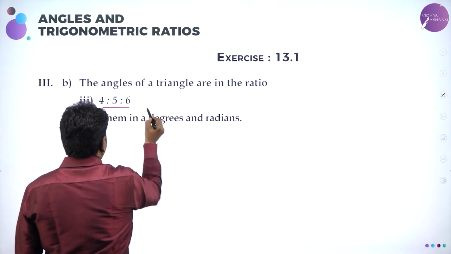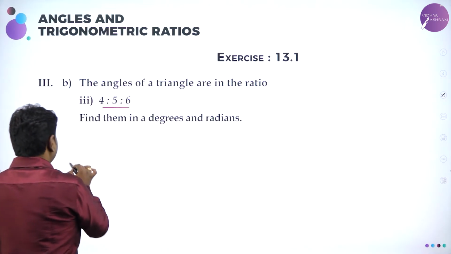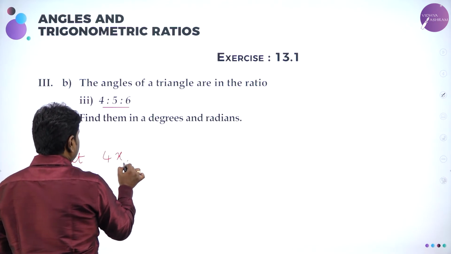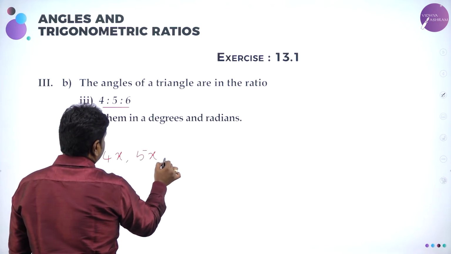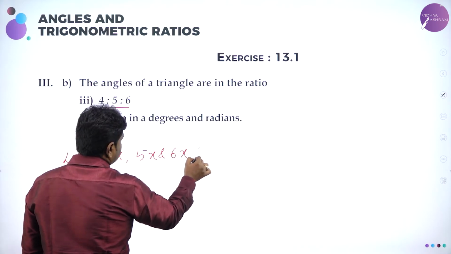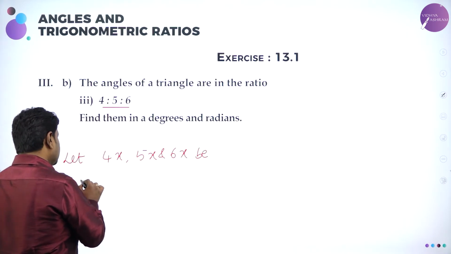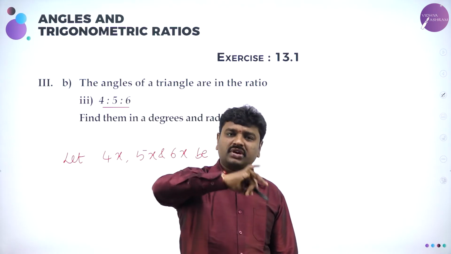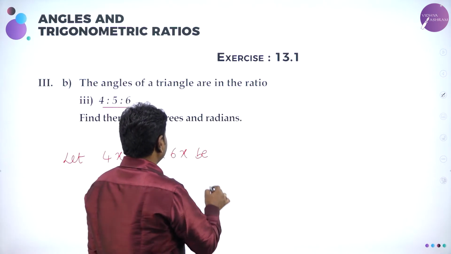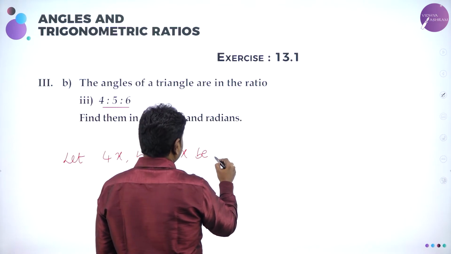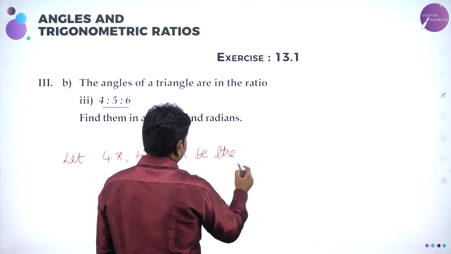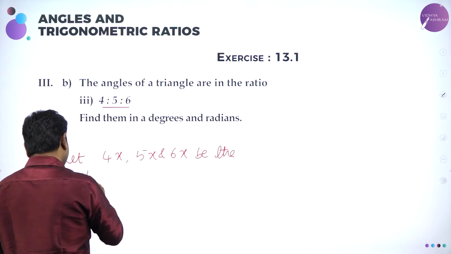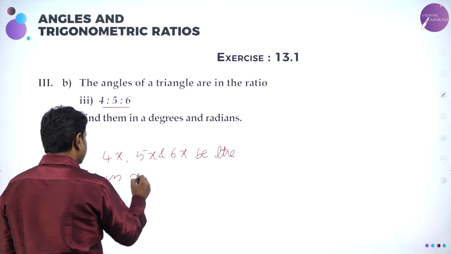Now 4:5:6 is given. So again the same, what is the assumption? Let 4x, 5x and 6x be the angles. First we will convert them; I will assume the angles are in degrees. Always I used to assume radians, then convert to degrees. Now I will assume degrees.